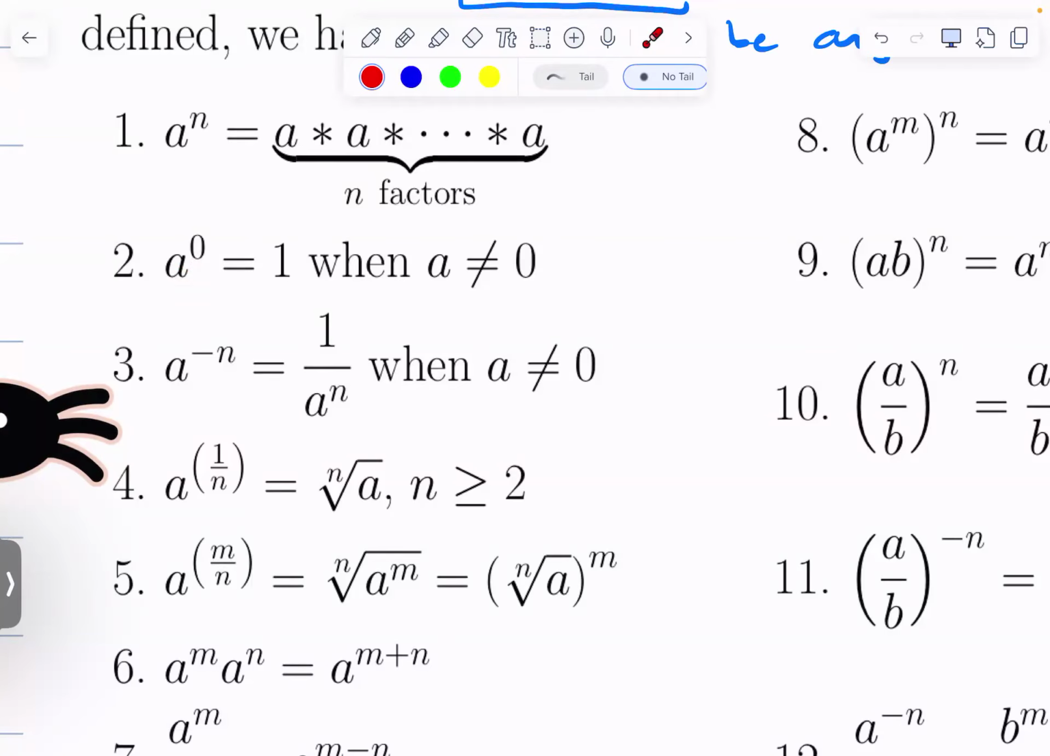Wait, why does a have to be a positive number? Because you can still do a negative number to an exponent. You can. Technically, you would have -1 times that number, so you can always kind of rewrite it. So then it's still positive. If you did the power of negative, power of 3, then it would still be negative.